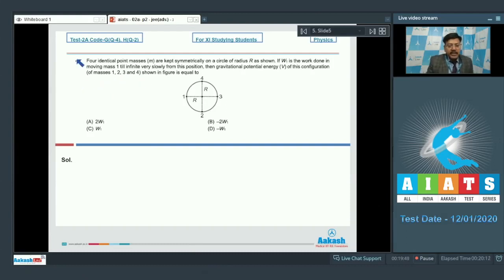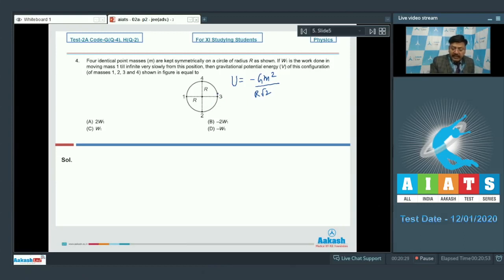Well, the gravitational potential energy we can find by using the formula, because it's a system of 4 particles. So we have to consider every pair of particles, and for one pair the formula is minus G m1 m2 by r. So if I take 1 and 2, then it is minus G m square, and the distance between 1 and 2 will be r root 2. Similarly for 2 and 3, similarly for 3 and 4, and 4 and 1.